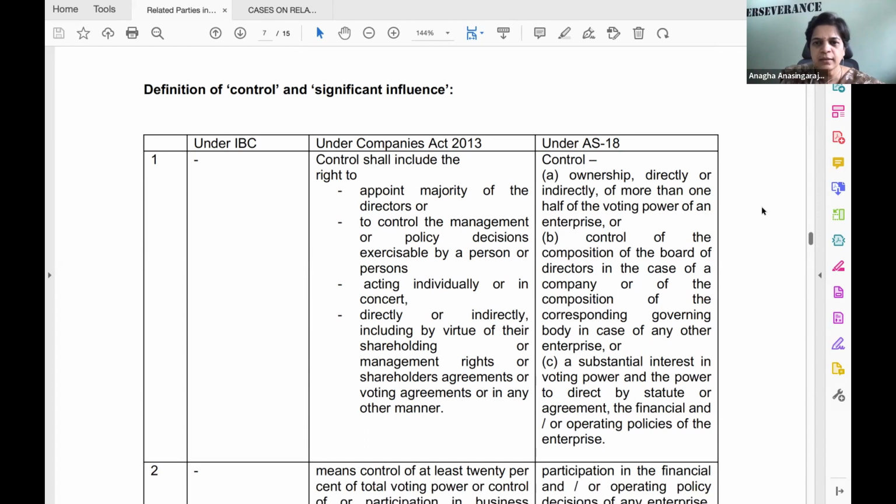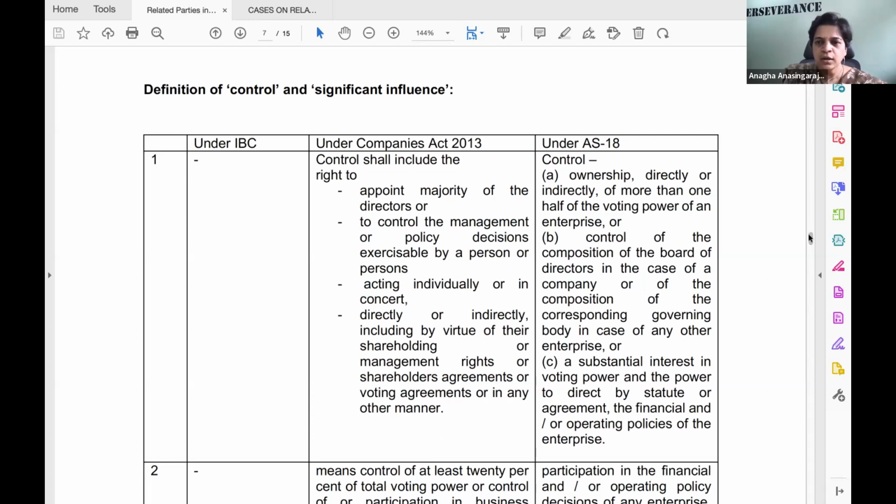Then under AS 18, control means ownership, directly or indirectly, of more than one-half of the voting power of the enterprise, or control of the composition of the board of directors in the case of a company, or composition of the corresponding governing body in the case of any other enterprise, or a substantial interest in the voting power and the power to direct by statute or agreement the financial and/or operating policies of the enterprise.